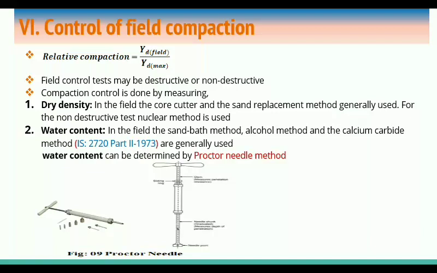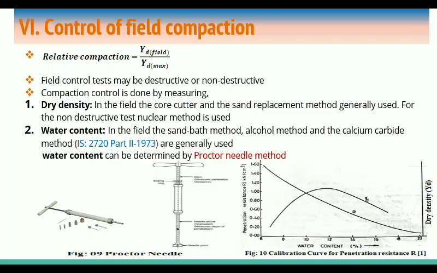The equipment provides a series of needles with different cross sections: 0.25, 0.5, 1.0 and 2.5 square centimeters. For different soils we can use different cross sections of needle. We know the area of cross section, and we can know the resistance force. So by force divided by area, we can calculate the penetration resistance in terms of stress, in kilonewton per meter square. After measuring the penetration resistance, we can find the water content by using the calibration chart, which is the Proctor needle method.